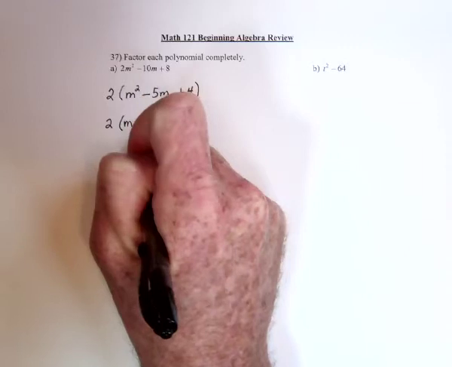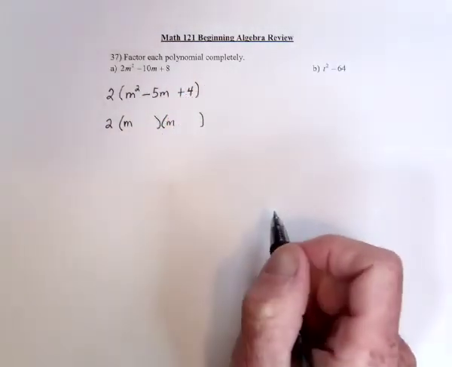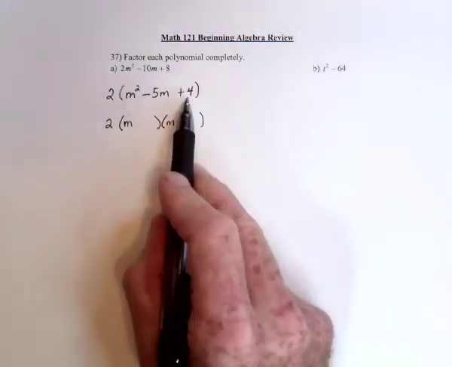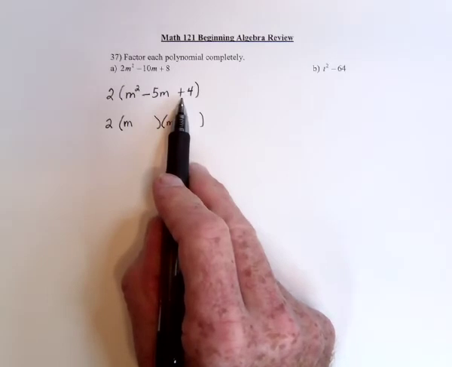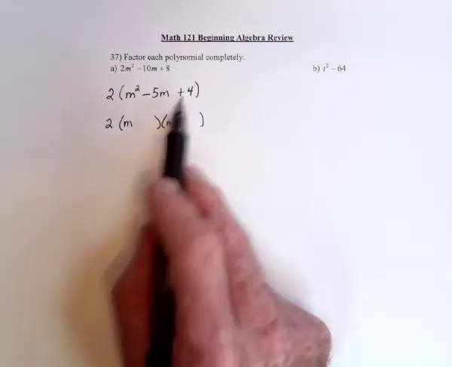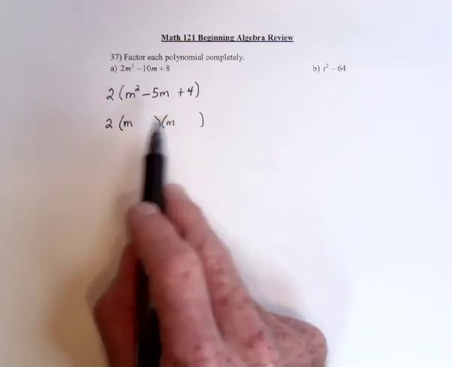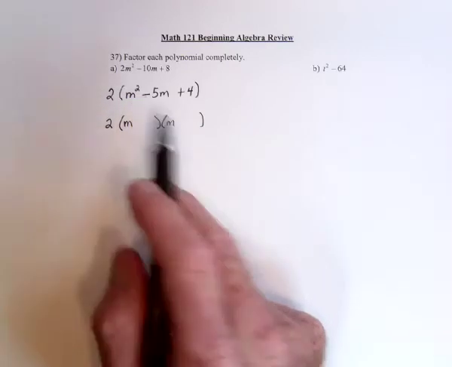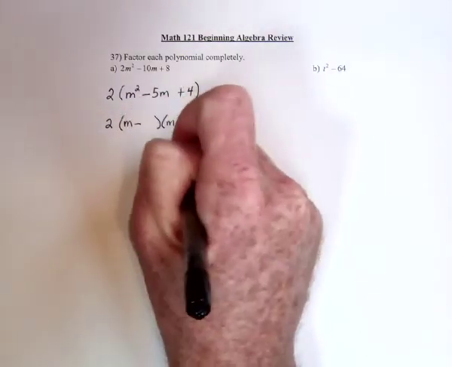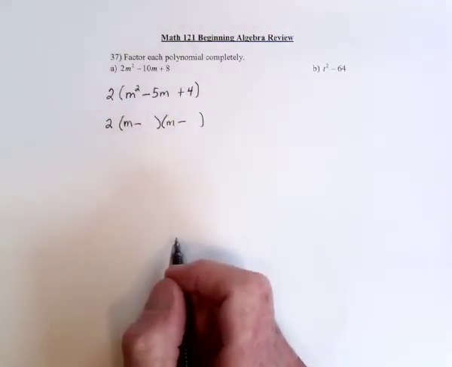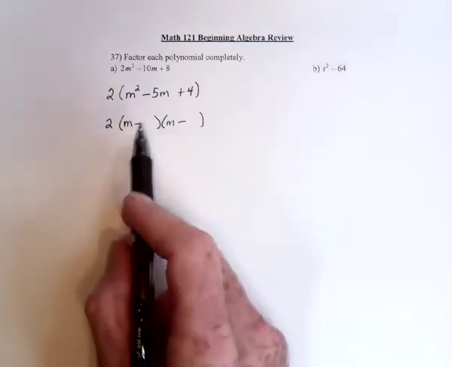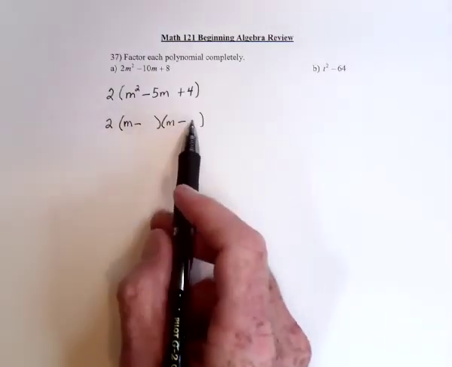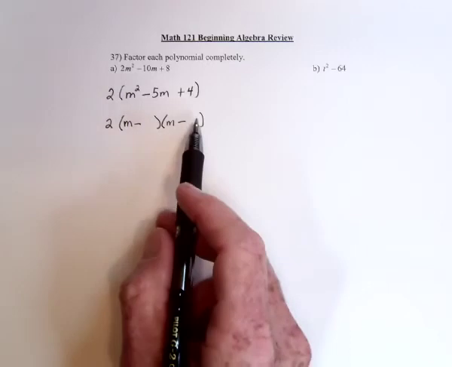So for m squared, we would need an m times an m. The next thing is, in order to get a positive 4, it would either have to be a positive times a positive, or a negative times a negative. Well, in order to get this to be a negative 5, we're going to have to use a negative and a negative. And then for 4, the choices are either use 2 times 2 or 1 times 4.